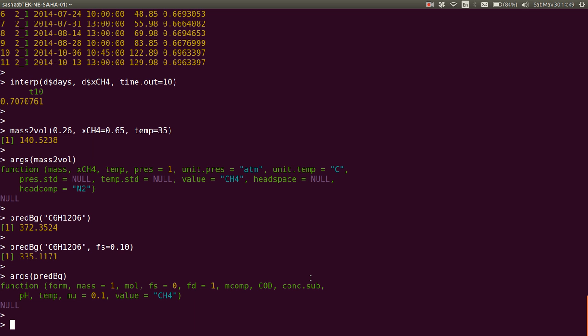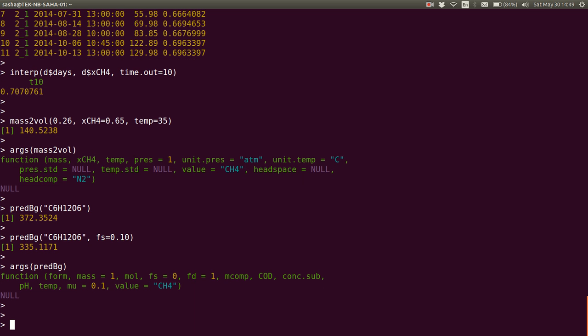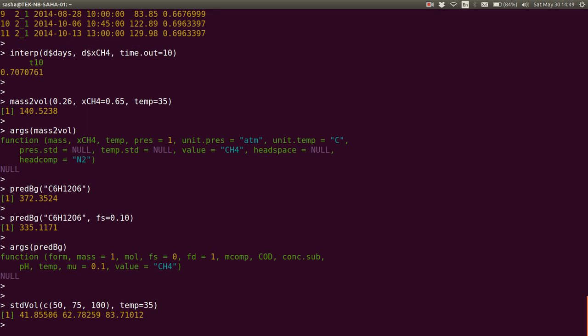All of these functions are vectorized. I'll give you an example with std-vol. Let's say we want to standardize not 100 milliliters, but we have three values: 50 milliliters, 75, and 100. 35 degrees. So the volume input here was a length 3 vector, and the output is a length 3 vector. All of them are vectorized. They can carry out similar operations.